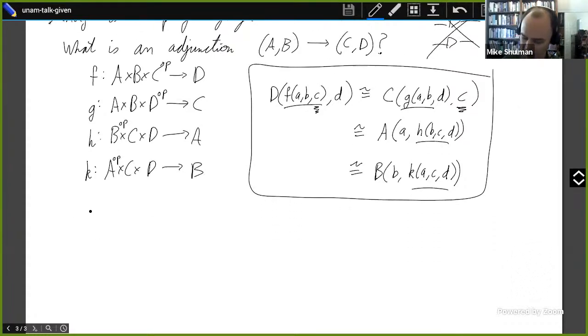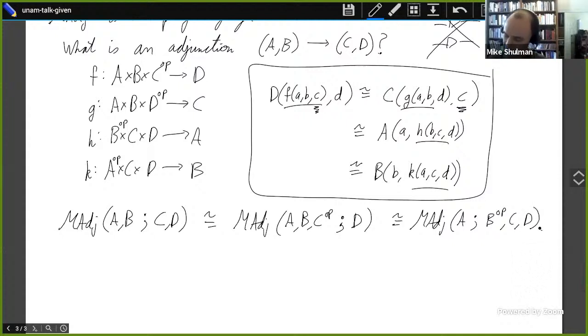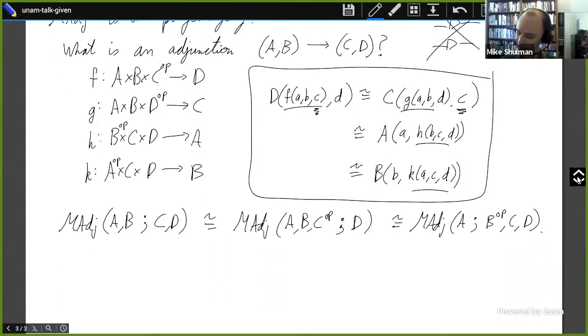In fact, a multivariable adjunction from, say, A comma B to C comma D is really the same as one from, say, A, B, and C op to D, or any other things like that. So I can move my categories from left to right, from the domain to the codomain, by putting ops on them. So in a sense, this is really capturing the same information, but it has certain advantages.